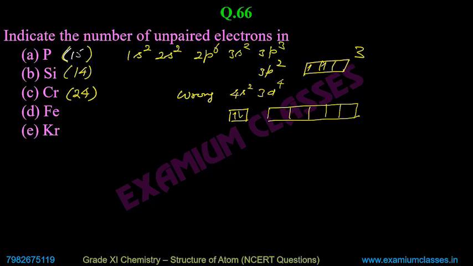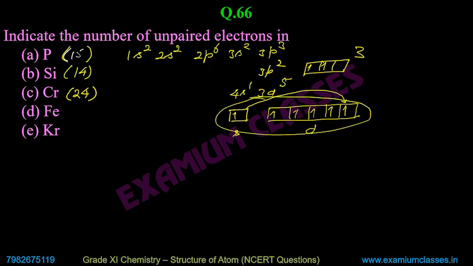The 2 electrons are here, and 4 electrons are in d, but 1 electron moves to d so that it is half filled. s is half filled, d is half filled. It will actually be 4s1 3d5, total 6 unpaired electrons.